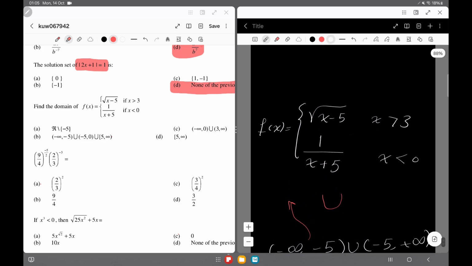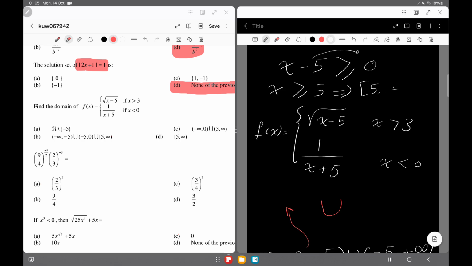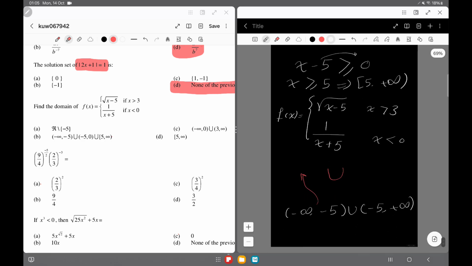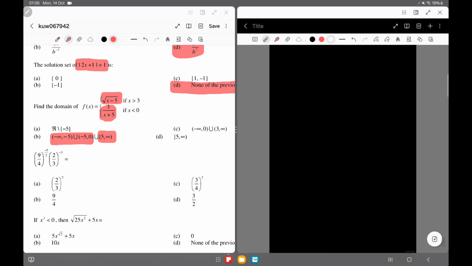What is the condition of the root? We just take the inside, x minus 5, make it more than or equal to 0. That means x, shifting this to the other side, is more than or equal to 5. What does that mean? That means 5 to positive infinity. So the final answer is this union with this. The first one is the domain of this, and this one is the domain of this. We just have to make the union between them, not the intersection.